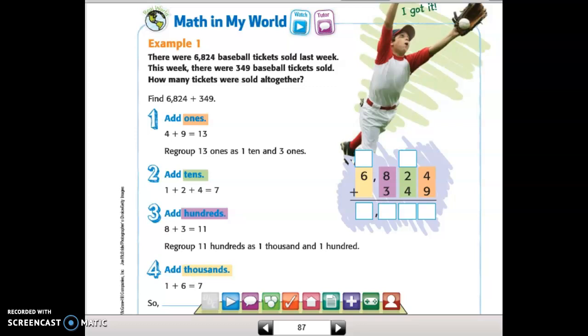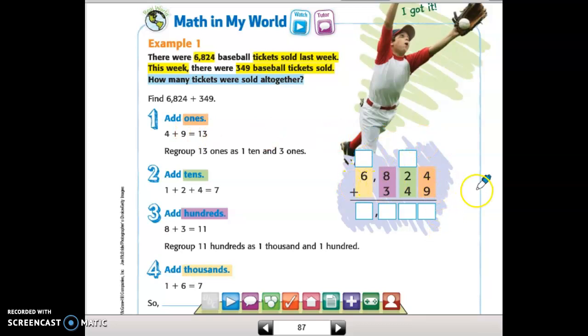Pieces of information we need. 6,000 tickets sold last week and 349 tickets sold this week. Question is, how many tickets were sold altogether? So in order to find that answer, I don't see any of my keywords from the other lesson about estimate, round, or about. So I'm just going to start with adding the ones column.